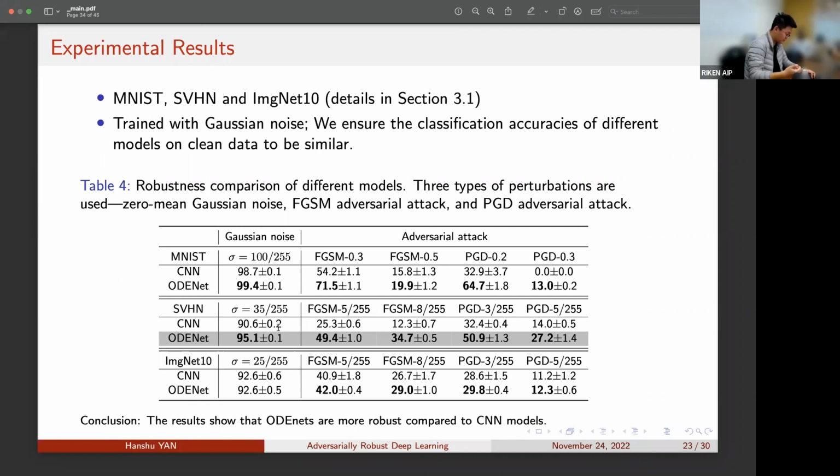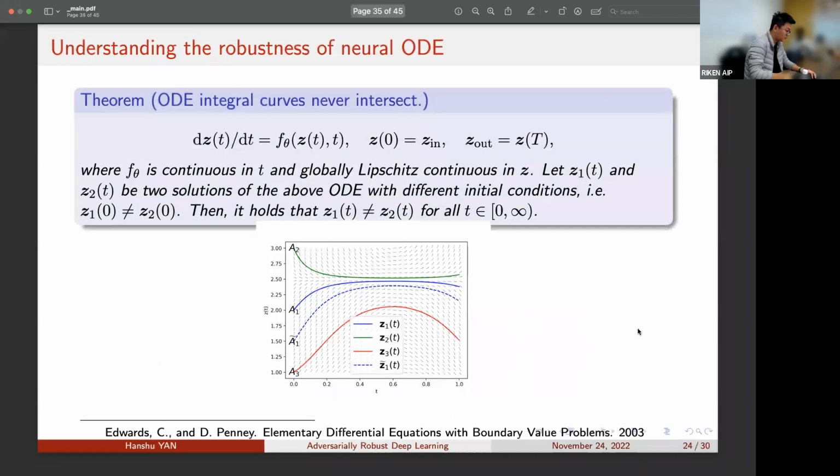So, for example, on the SVHN dataset, for the CNN after training, the classification accuracy on the Gaussian noisy images will drop to 19, but the ODE-Net will maintain around 95. Especially when dealing with the adversarial attack, for example FGSM 8/255, the performance of the CNN dropped to 12.3, and the ODE-Net is around 34. So here is a bunch of results, and it shows that ODE-Nets are usually more robust than CNNs.